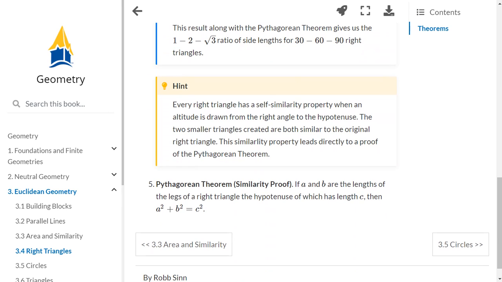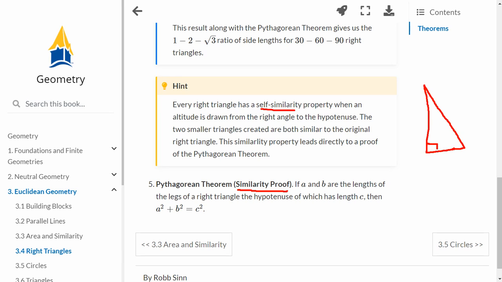The final result in this section is a proof that I did, which is the similarity proof of the Pythagorean theorem. And that relies on the fact that we have this self-similarity property of any right triangle. And so let me draw a right triangle here.